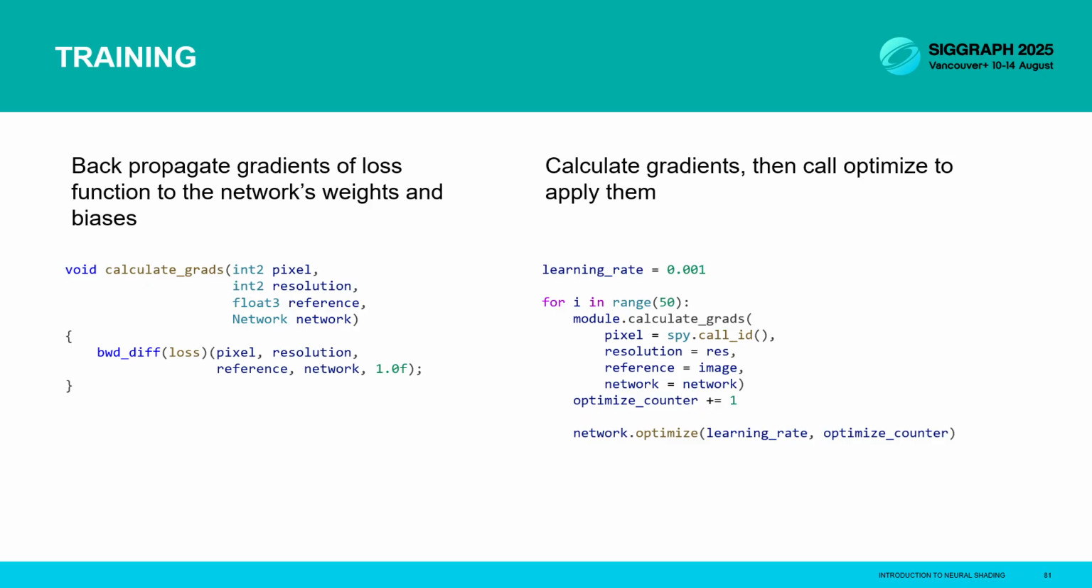In the material example, calculate grads was actually relatively complex, as we needed to generate all these random light directions for each pixel and recalculate reference colors and things like that. However, as we're just generating pixel colors now, all we need to do is call the loss function, which will push those gradients all the way back into the bias and weight gradient tensors. On the right-hand side, you can then see our optimization loop in which we just calculate those gradients and call optimize multiple times.